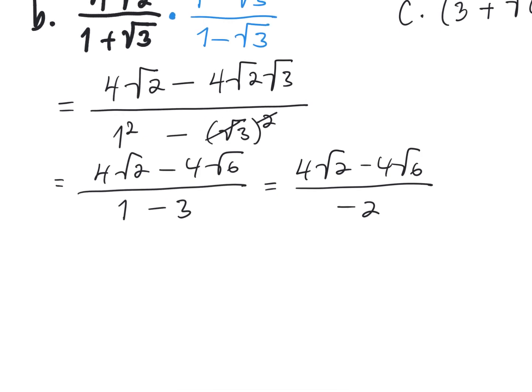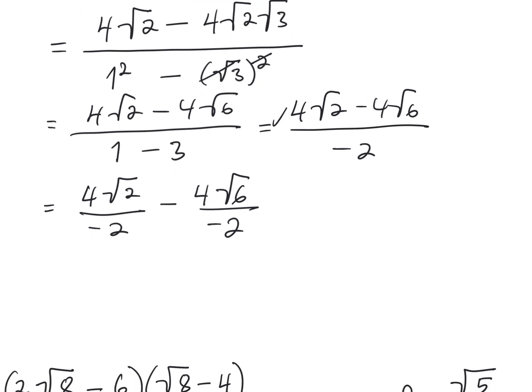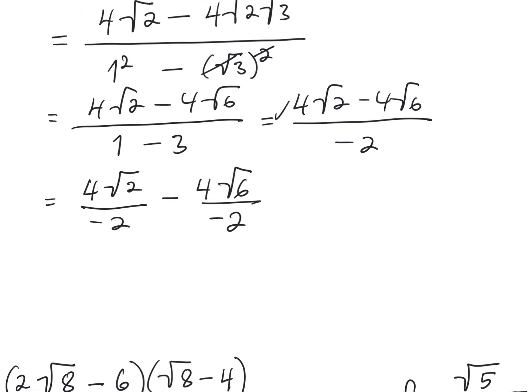Okay, let's break it apart. Let's write it separately, okay? 4 root 2 over negative 2, and then minus 4 root 6 over negative 2. So they have the same denominator, so we can write it that way. So in here, if we're going to look at this one, I can actually cancel these two. This is going to be 1, and this is going to be 2. Here, this is going to be still 2, and this is going to be 1.